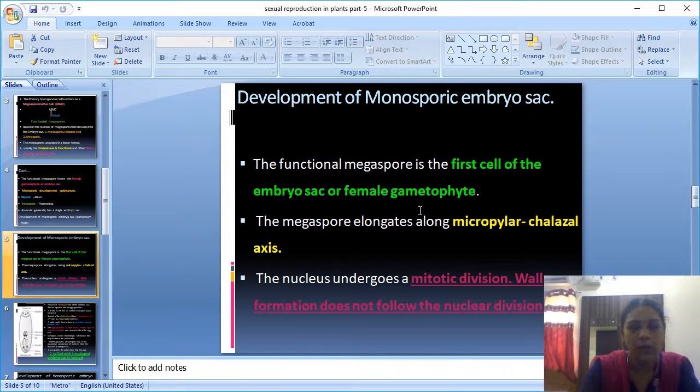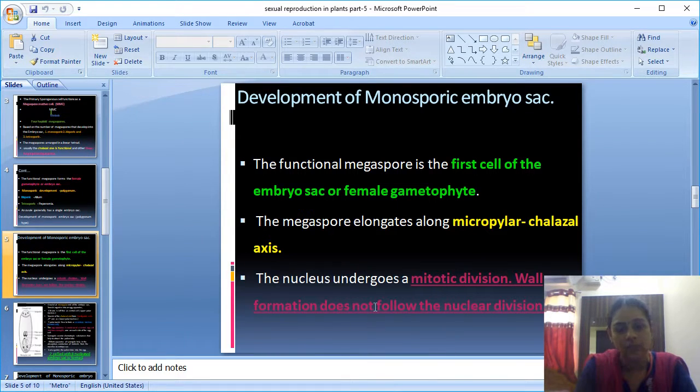Next, the functional megaspore is the first cell of the embryo sac, or the female gametophyte. Like we saw with the microspore, which is the first cell of the male gametophyte, the megaspore is the first cell of the female gametophyte. The megaspore elongates along the micropylar and chalazal axis. The nucleus undergoes a mitotic division.